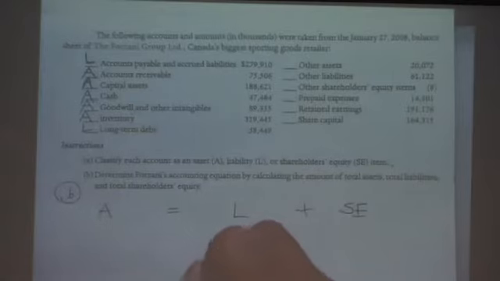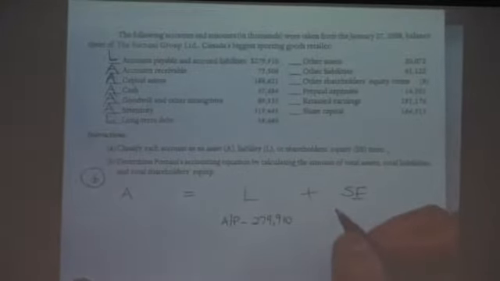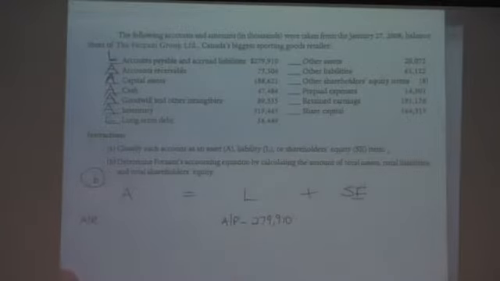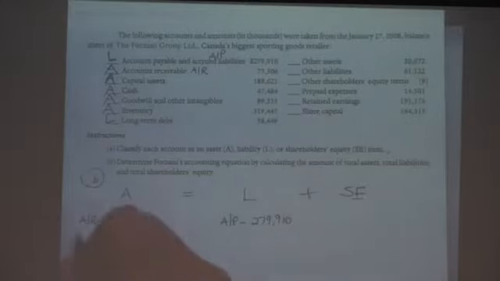And I'm going to start writing down the different classifications. So the first one's accounts payable. Accounts payable, I'm going to short form as AP. I'm going to put 279,910. Next one is accounts receivable. I'll put the short form AR. So I'll put AP here and AR so you guys can see where I got that number. 75,506.